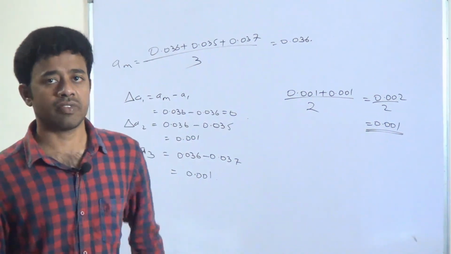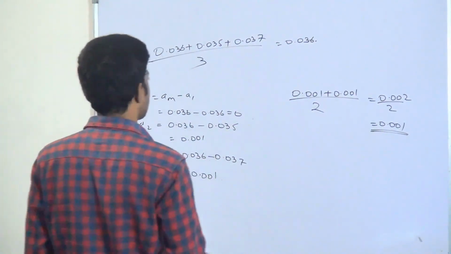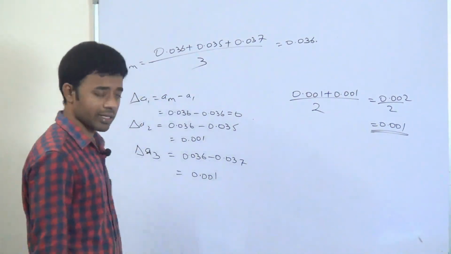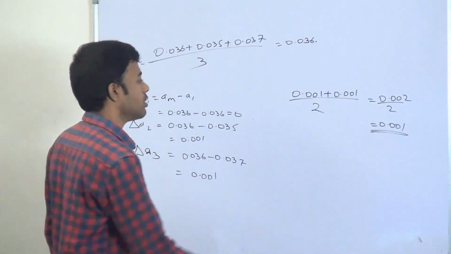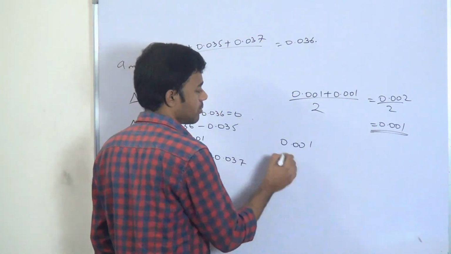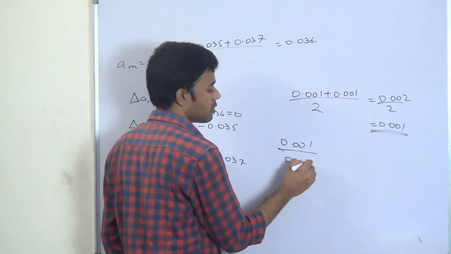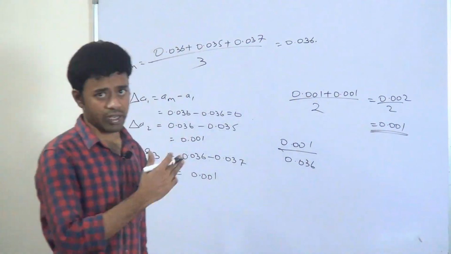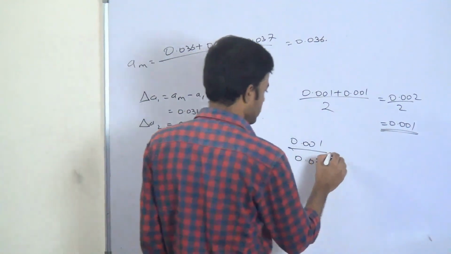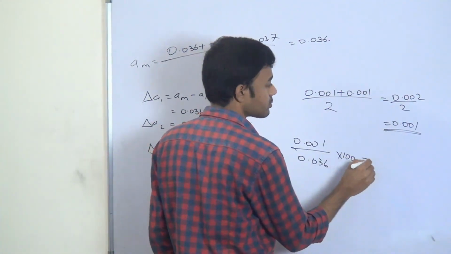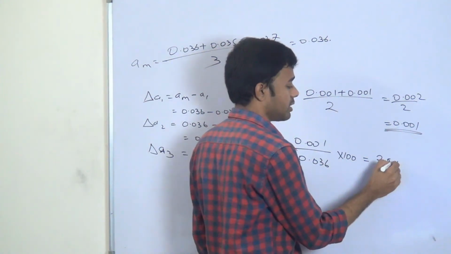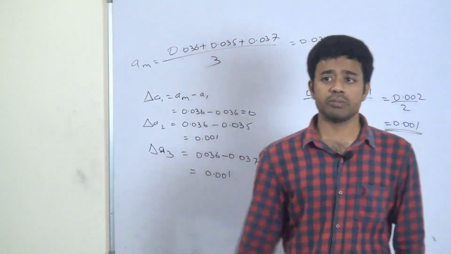Now you have to find the fractional error. The fractional error is the mean absolute error by the mean value. The mean absolute error is 0.001 by the mean value 0.036. This is the fractional error. Now you have to find its percentage, so into 100, which gives about 2.8 percent. That is option B.